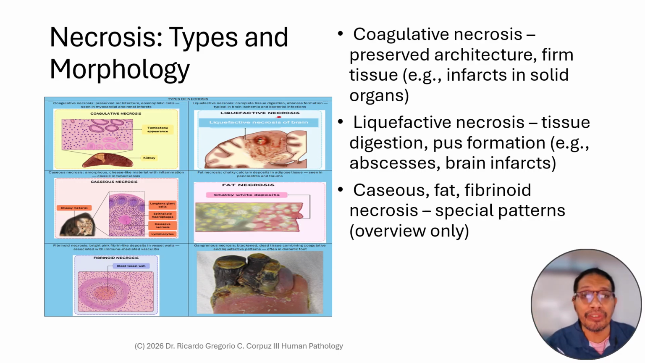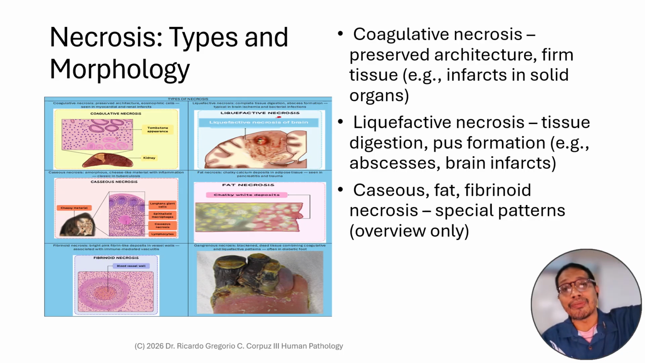Necrosis refers to uncontrolled, unregulated cell death that results from severe or irreversible injury. The defining feature is the loss of membrane integrity, both at the plasma membrane and within organelles. Once membranes fail, cellular contents leak into the extracellular space, triggering an inflammatory response. This is why necrosis is almost always associated with inflammation, unlike apoptosis. Within necrosis, we recognize several distinct morphologic patterns, each associated with a particular clinical setting.